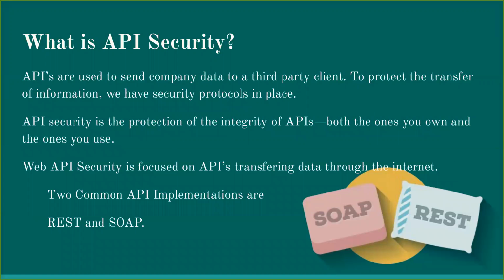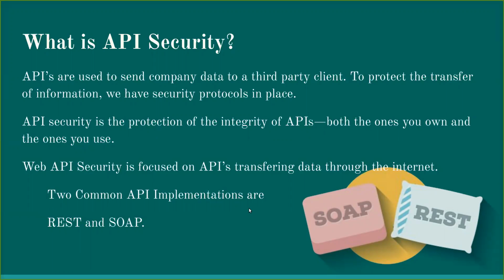And so API security comes because you're sending data, or as a company, you're sending data to a third-party client. And so API security is protecting the integrity of the API and the information for ones that you use, and maybe if you own one as well. I don't own any APIs, but I'm pretty sure that if I had a database that people were requesting data from, I would want to make sure that that data was secure.